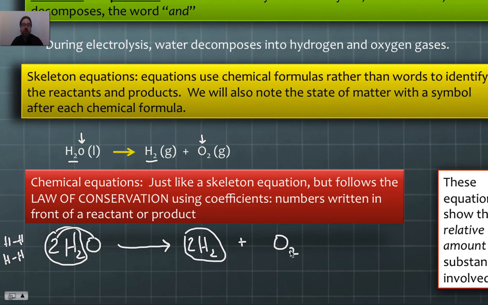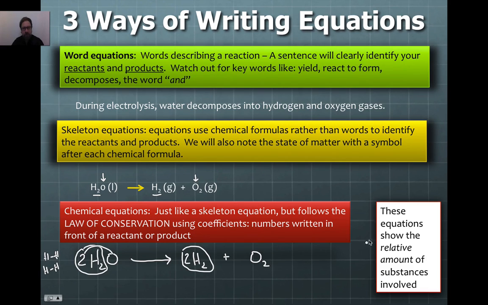So in terms of writing and balancing equations, this one is set as 2 H2O yields or decomposes into 2 molecules of hydrogen, 2 molecules of H2, plus 1 molecule of O2. Chemical equations show the relative amounts of substances involved. So we have a ratio here of 2 to 2 to 1 of our chemical species that we find in this equation.